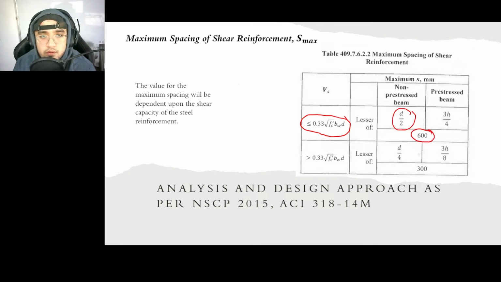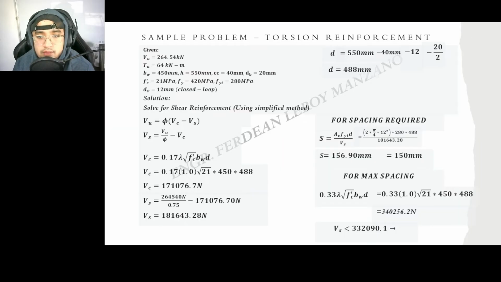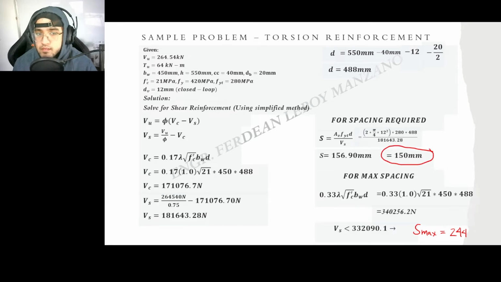So for d over 2, that is equal to, once again, our d is 488 divided by 2. So this is now 244. Okay? So between 244 and 600, we now know that 244 is the lesser value, and from that, our S max is equal to 244. So from that, guys, the value of S required will govern since it is less than our S max. Okay, so this is just for shear.